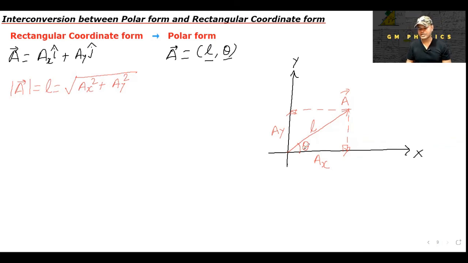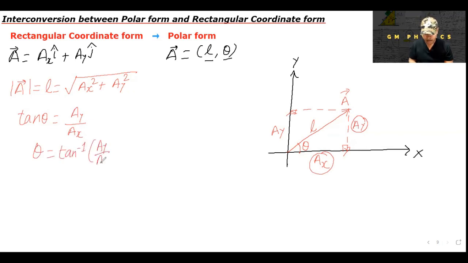Now we have to find the direction, this theta with respect to positive x-axis. So we can use the trigonometric relation. Tan theta, we know the perpendicular is ay and the base is ax. The perpendicular is the y component, the base is the x component. So we can write tan theta is equal to perpendicular, that is y component, upon base, that is x component, ay upon ax. So theta is tan inverse of ay upon ax. So now we can express it in polar form.